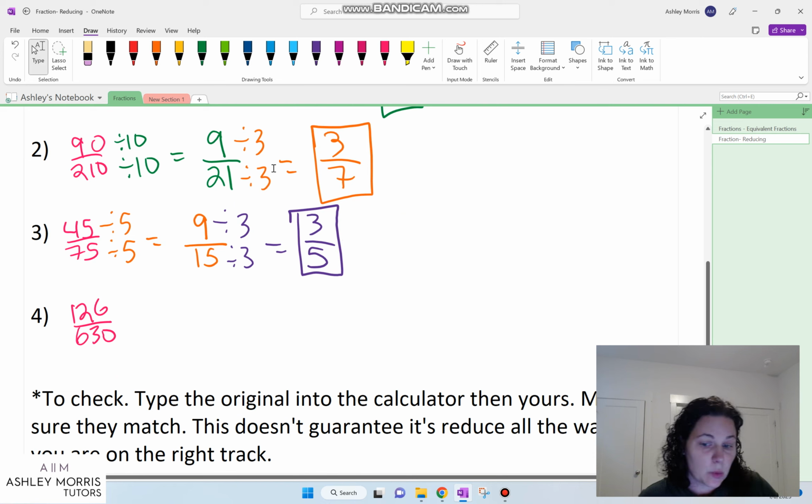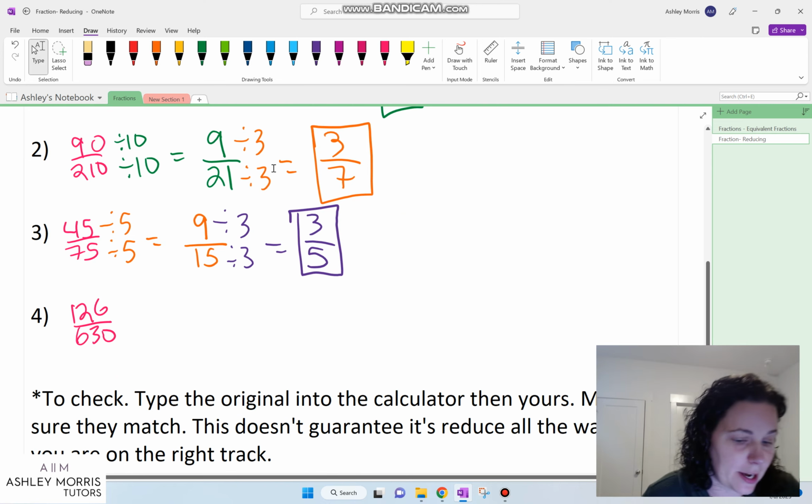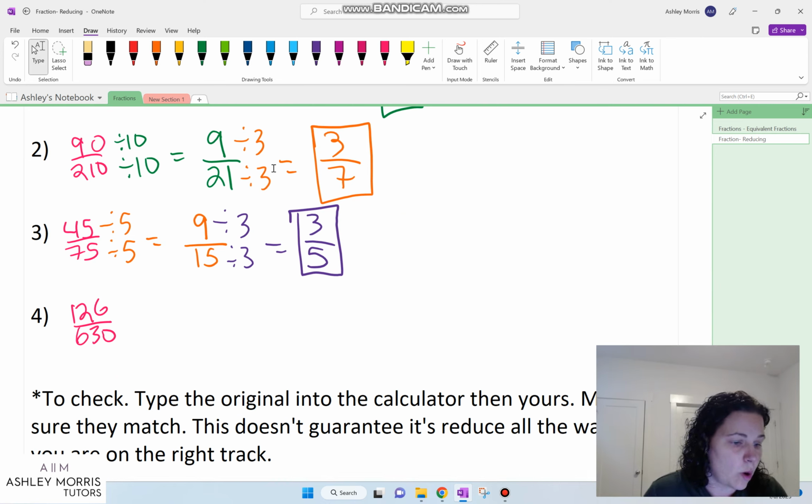Okay, this last one that we're going to do together, I want you to try some on your own after this. 126 over 630. They're both even, so I know I can divide by 2.